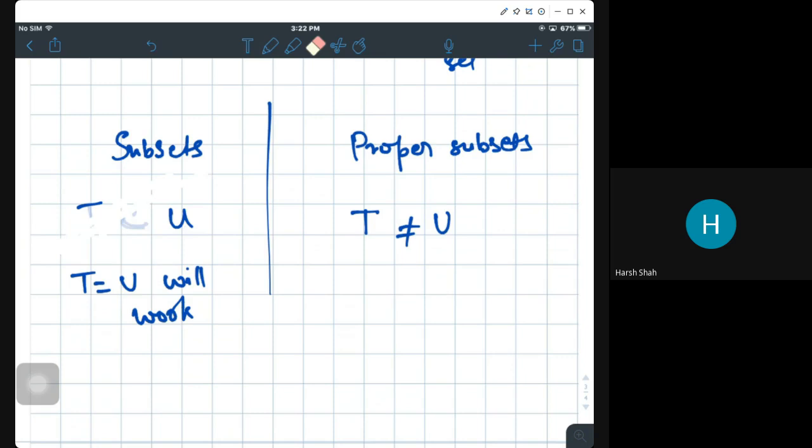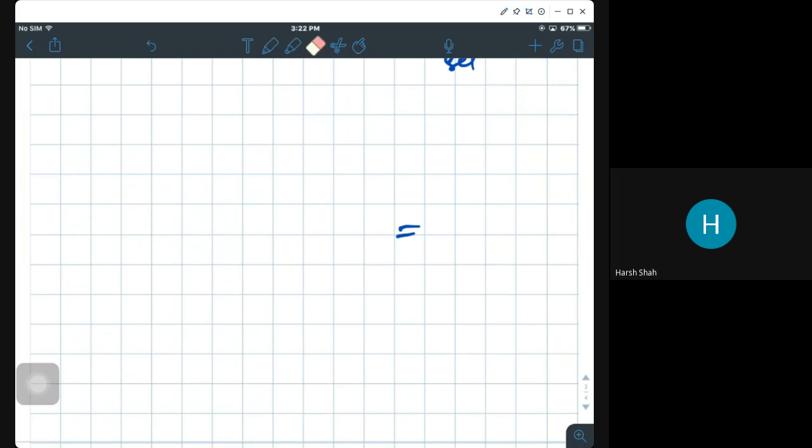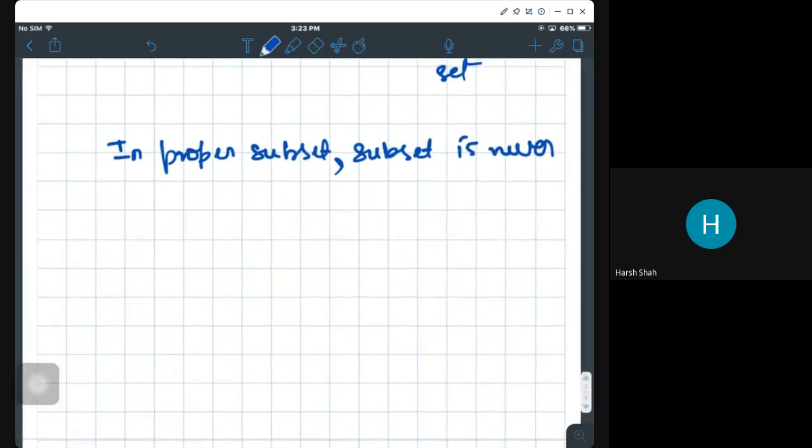This part is a bit confusing. Let me write it this way: in proper subset, the subset is never equal to its parent. Subset is never equal to parent.